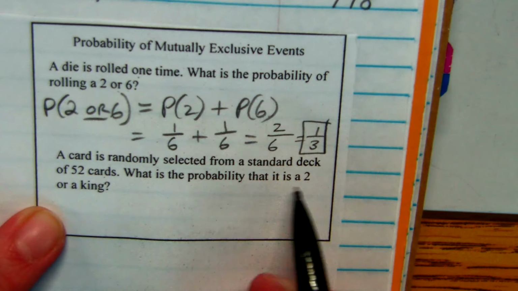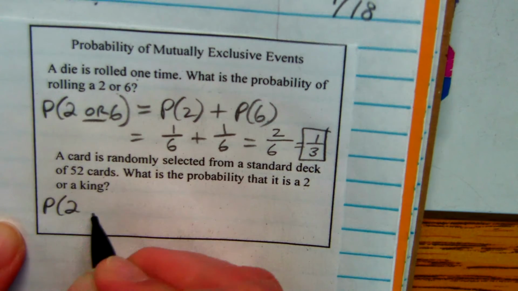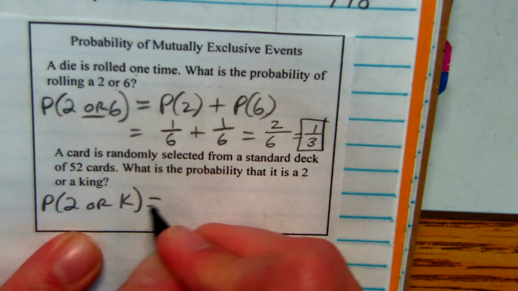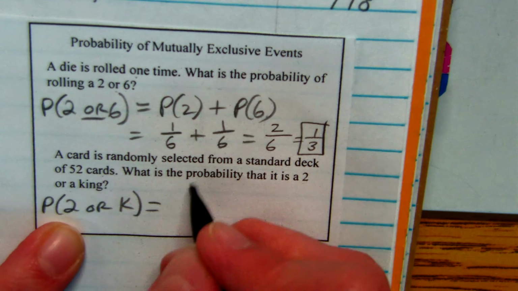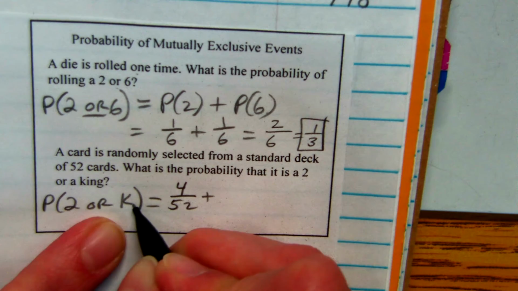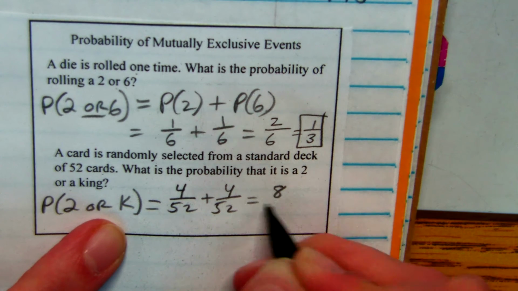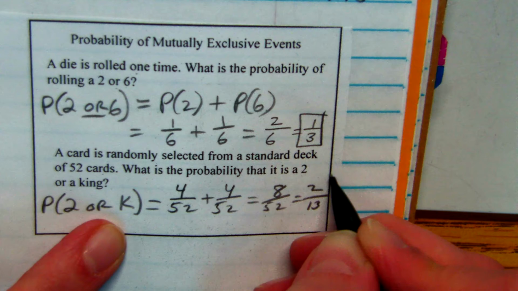What's the probability that it is a 2 or a king? So we're looking for the probability of a 2 or a king. I'm going to use K for king. So the probability of it being a 2, how many 2s are there? There's 4 2s out of 52 cards. And then a king would be 4 out of 52. So you get 8 out of 52, which reduces to 2/13.